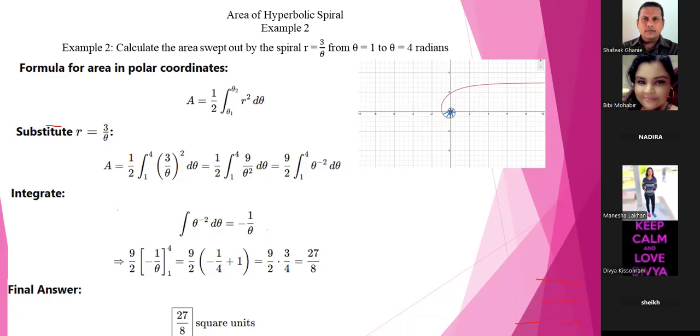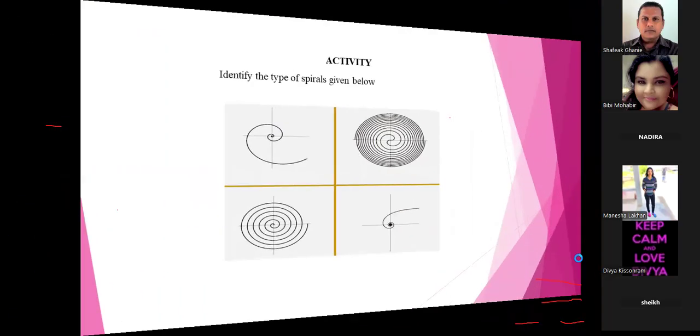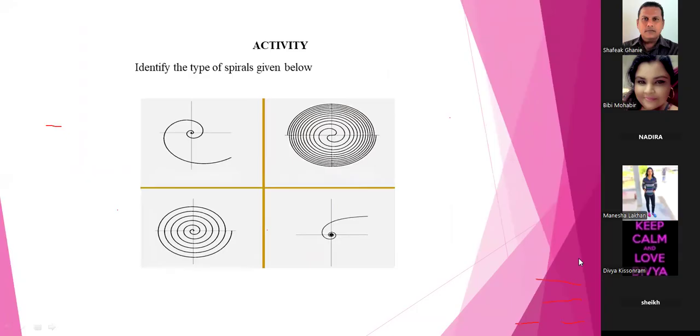And after this, we have a small activity for the class to do. The activity is to identify the types of spirals given below. We have 4, and out of the 4, we touched on 3 thus far. So we'd like to hear your responses, please.